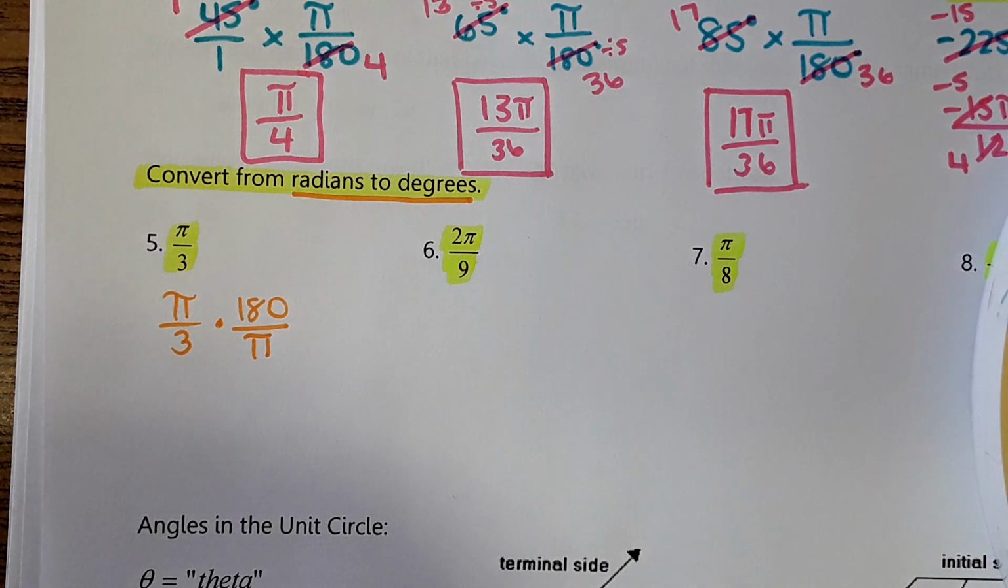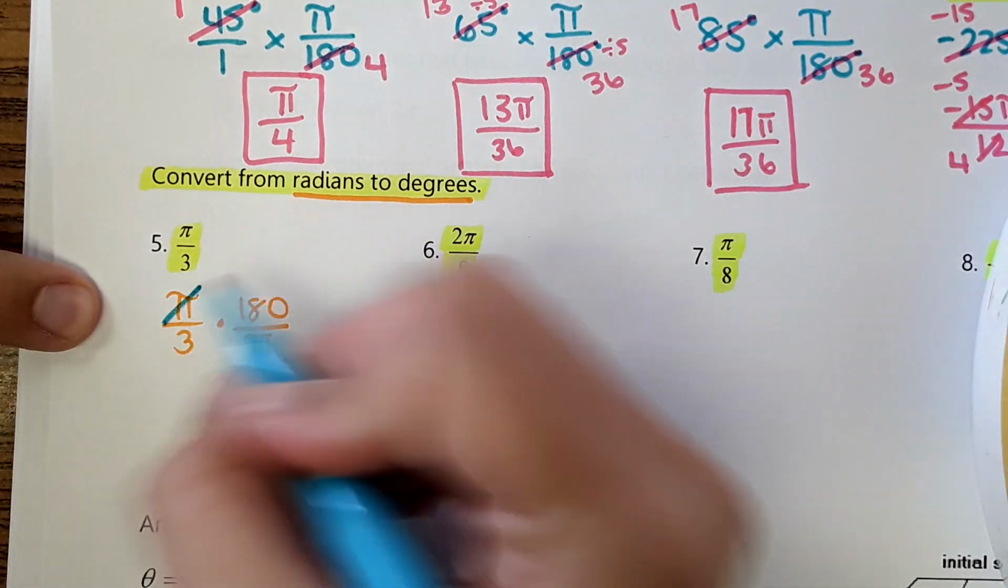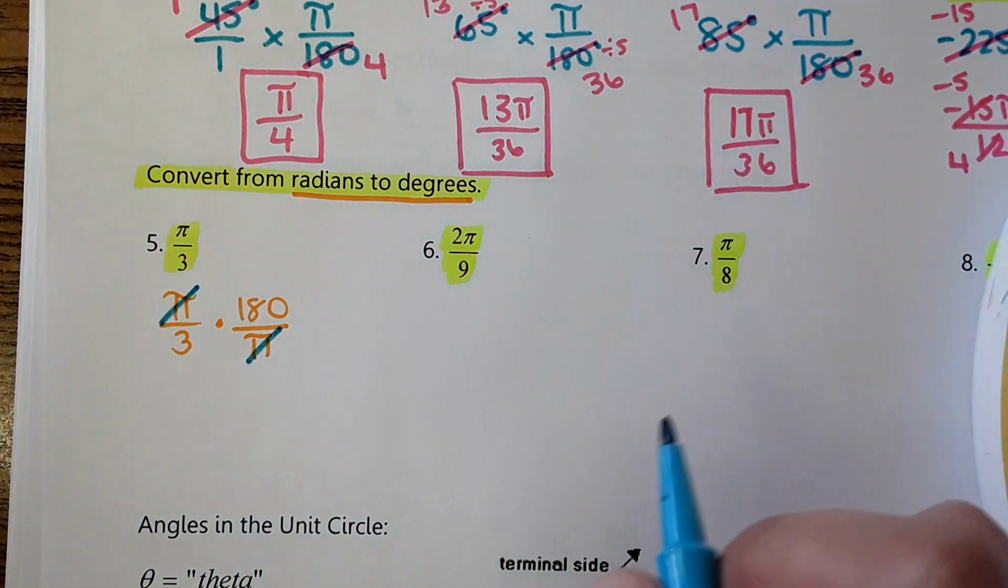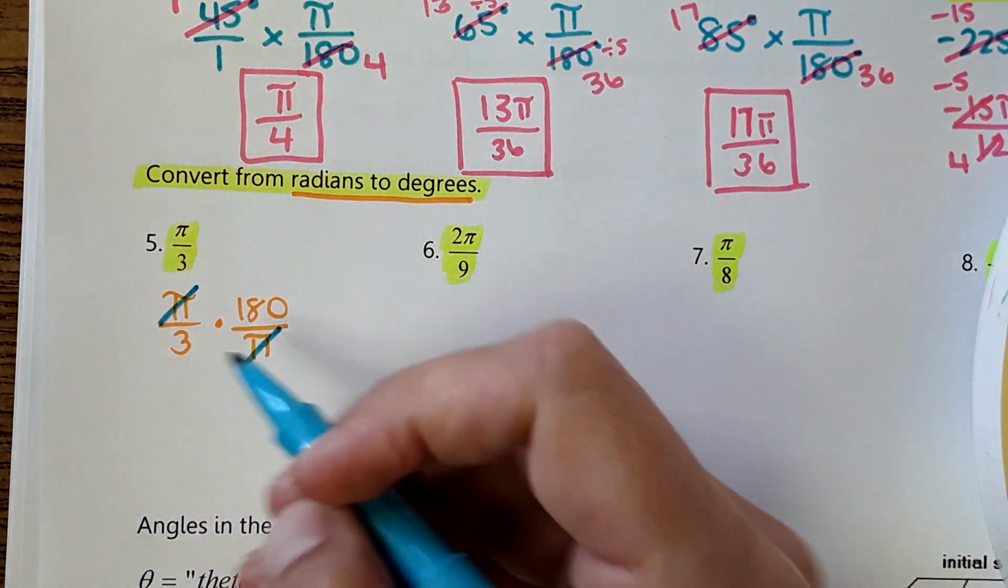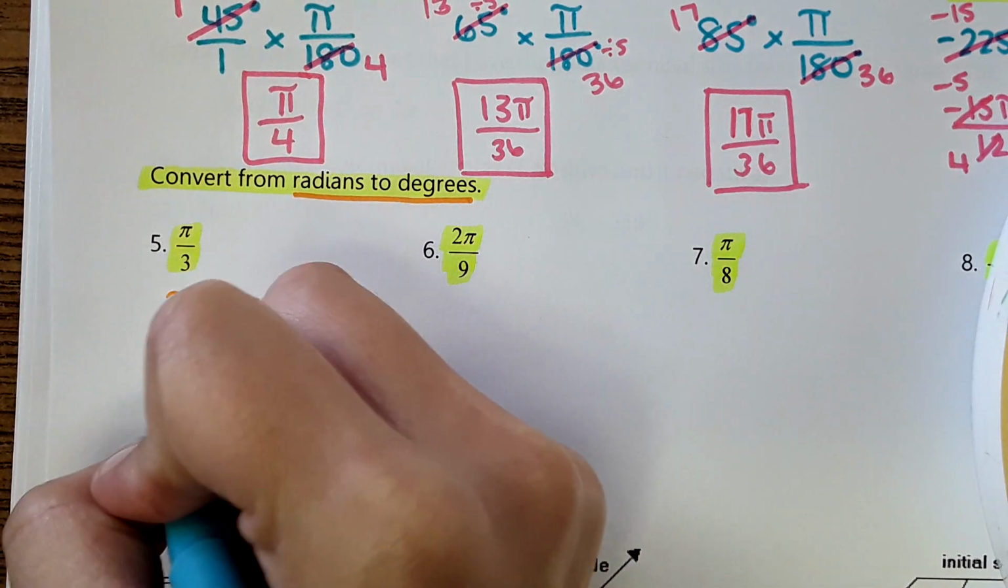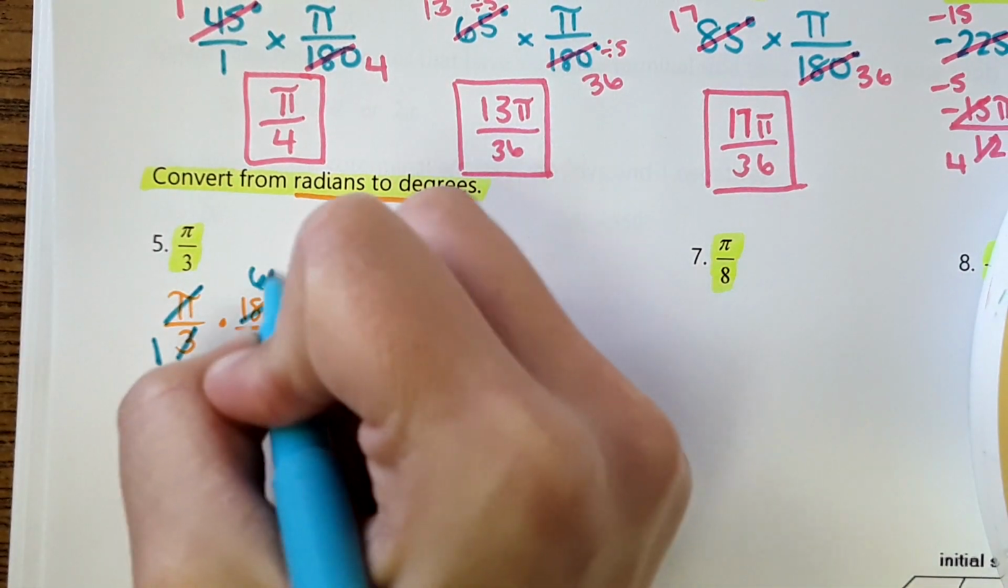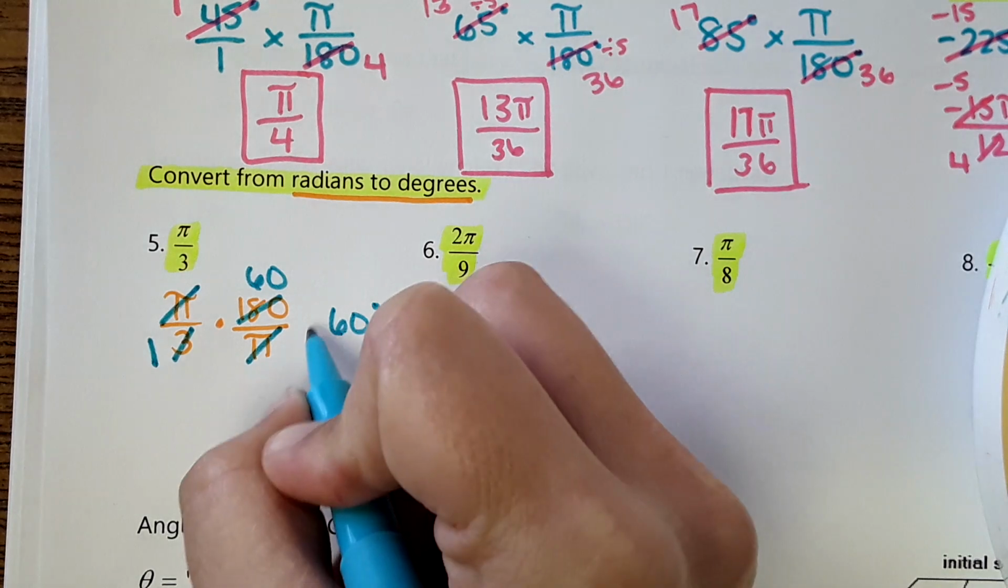Okay, so for this, we're going to, of course, simplify it before we do any multiplying. Pi divided by pi is just going to cancel to 1. And then 3 and 180 can both be divided by 3. 3 divided by 3 would be 1, and 180 divided by 3 would be 60. So we get 60 degrees.